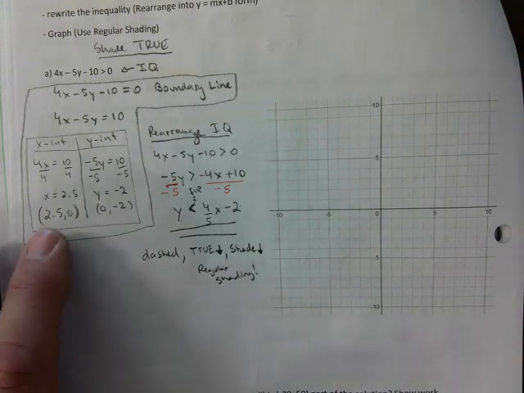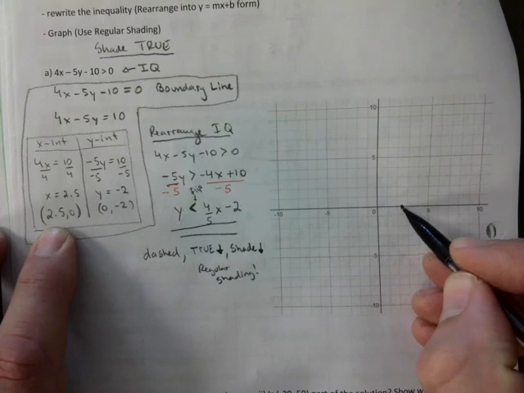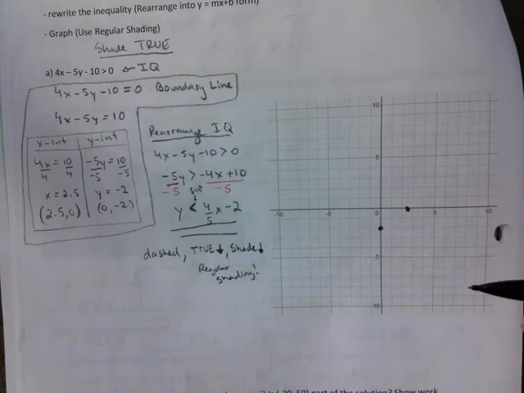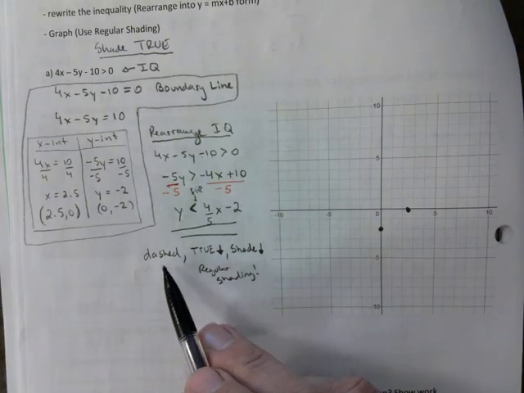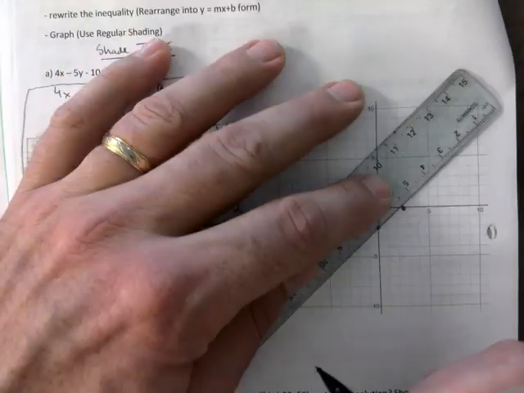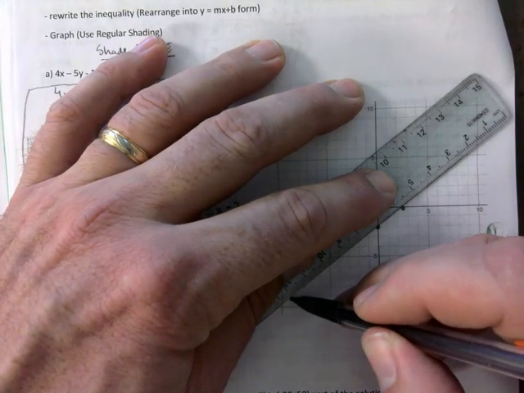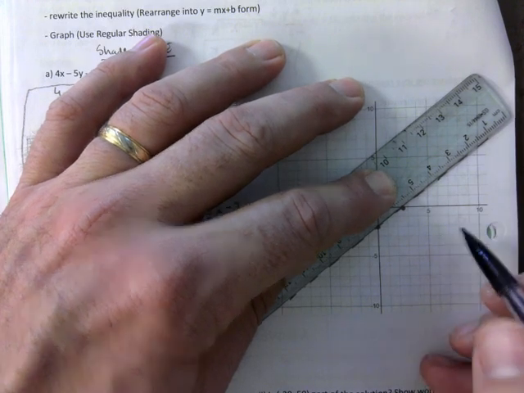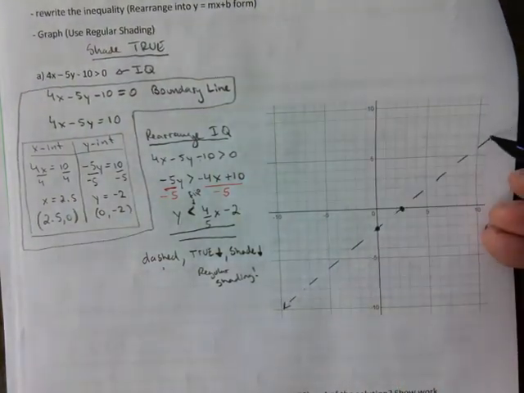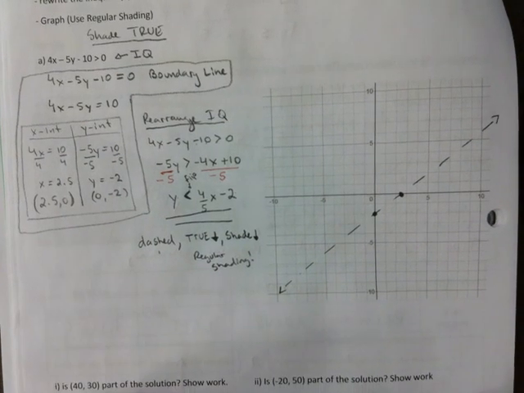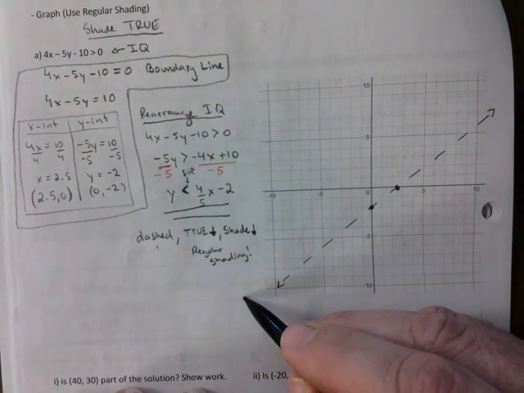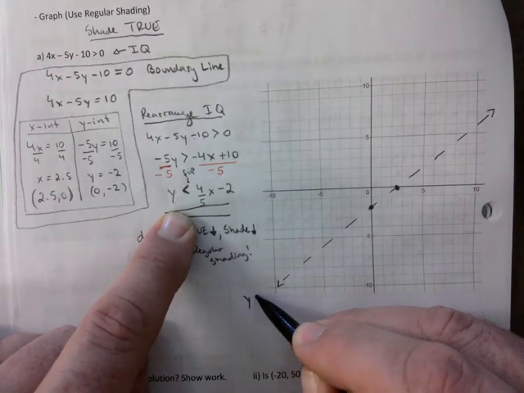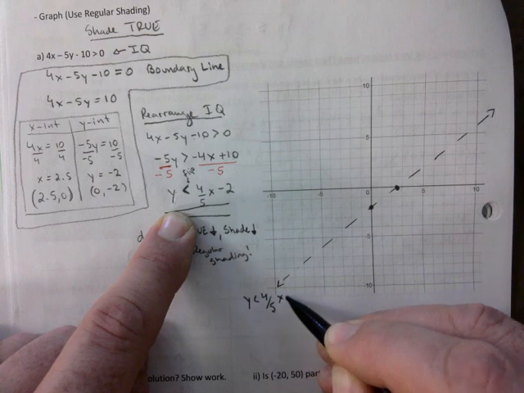So let's go ahead and graph. 2.5 is right about there. 0, -2 is right there. And here's where you follow your instructions. It's a dashed line, so I'm not going to make it a solid line. And don't feel like you have to stay close to those 2 points. Those are just a guide. Extend it. And you can choose which inequality you want to write down, this one or the one you just rewrote. It doesn't matter.